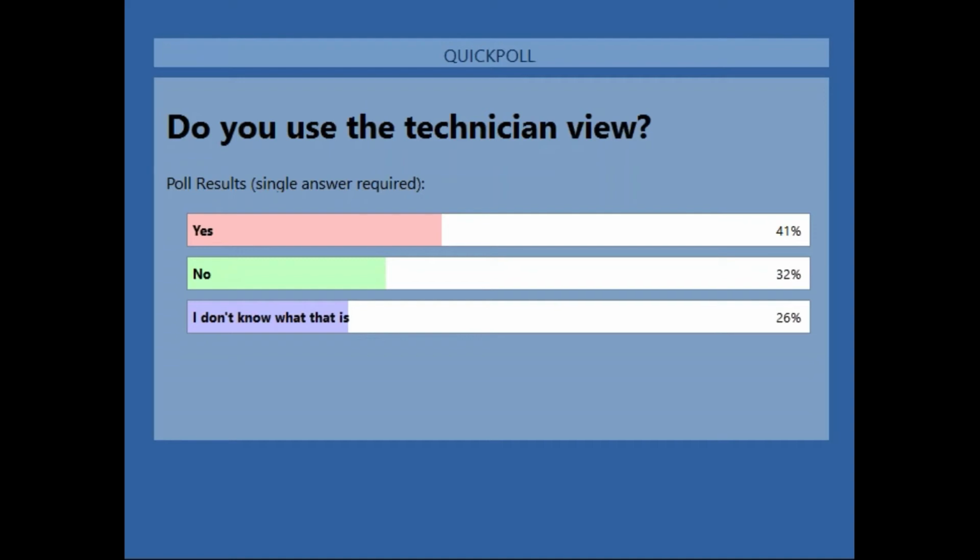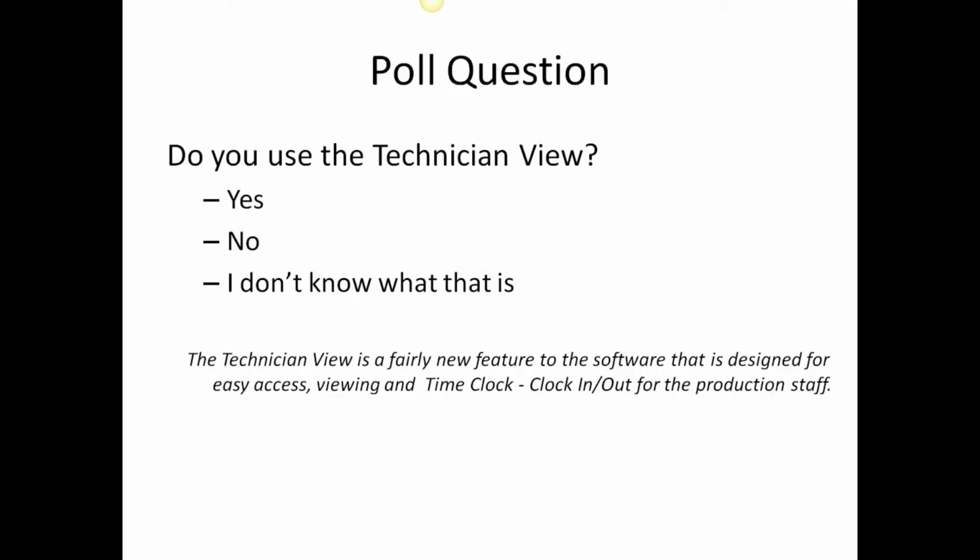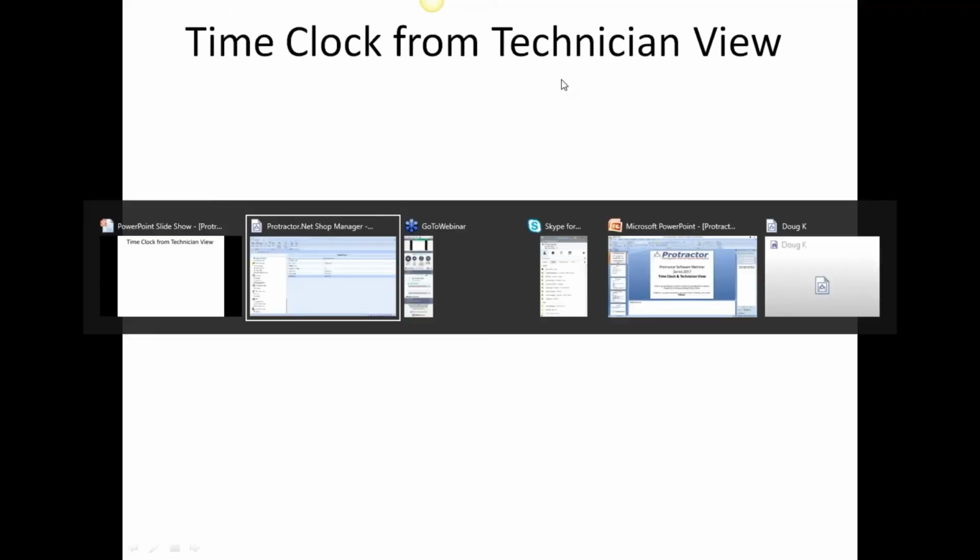The technician view is a fairly new feature in the software that is designed for easy access viewing and time clock in, clock out for your production staff. If you haven't seen it, I think you're really going to enjoy this part. So let's dive out and take a look at the time clock from the technician view.